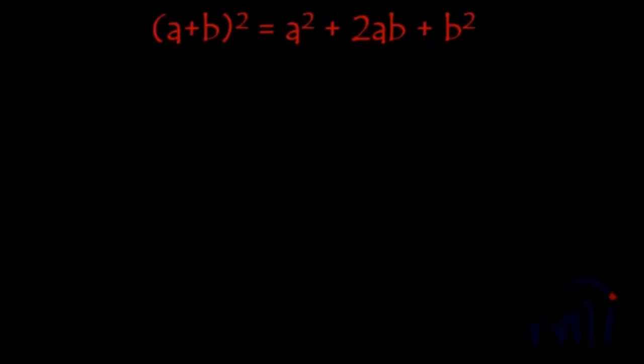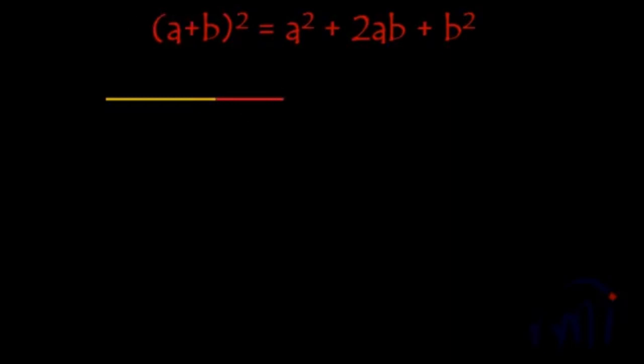Hi. So the identity we are going to learn today is (a plus b) whole square is equal to a square plus 2ab plus b square. We are going to learn it using geometry. So let me take a line. Let this be a, and since it is square of a plus b, I'm going to extend it by b. So let this line be b.